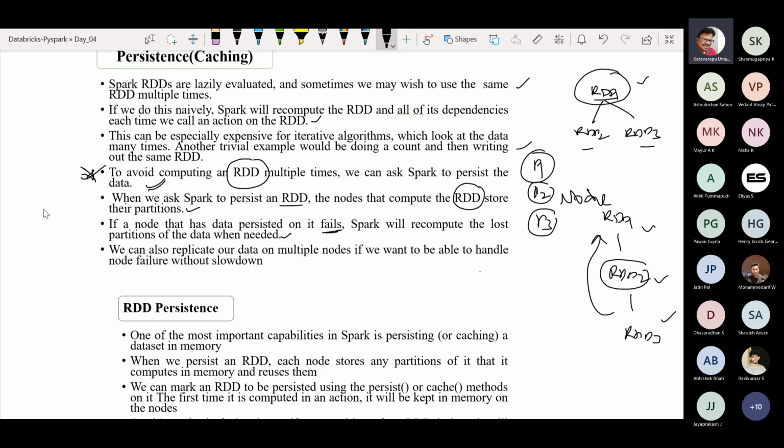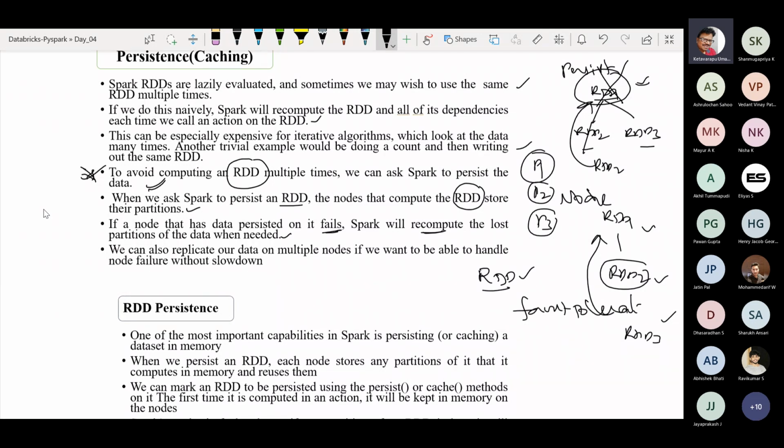Because, see, assume that this is persisted. If any problem is there for RDD2, no problem. RDD2 can get the information back from RDD1 because it has the previous results. But if RDD1 itself fails, that is the point, guys. RDD1 is placed in a machine, and that machine has some partitions. If that RDD1 fails, Spark will recompute. So this is what you call resiliency, because RDD itself has the property of fault tolerance.